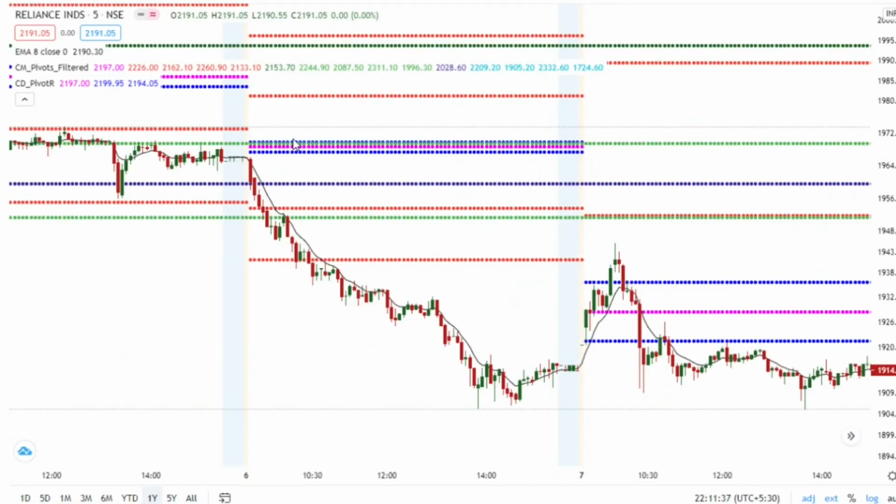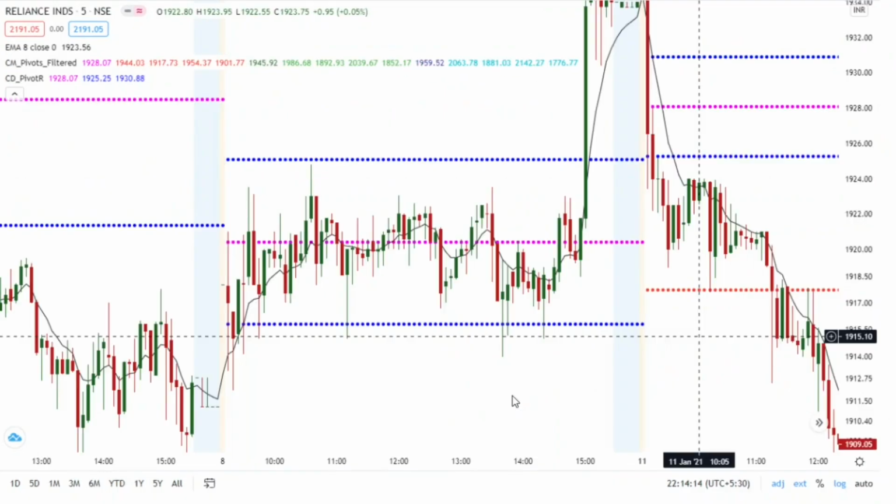Let us see another example. Here also you can see this is also narrow CPR. On the 7th you can see wide CPR, that is medium CPR. On the 6th you can see a narrow CPR, and you can see how price made a trending day. So this is how you can use narrow CPR.